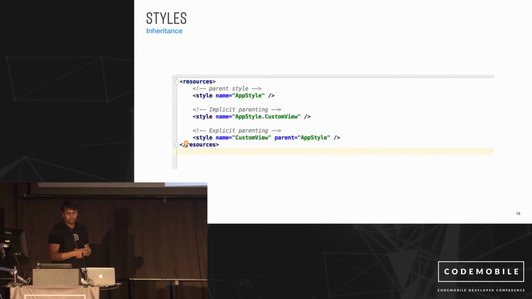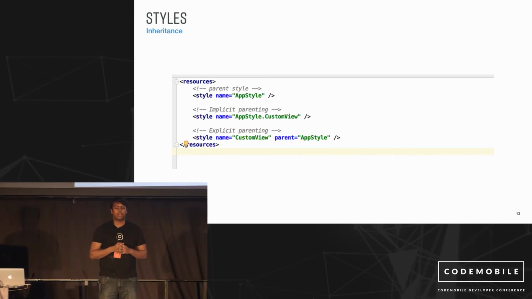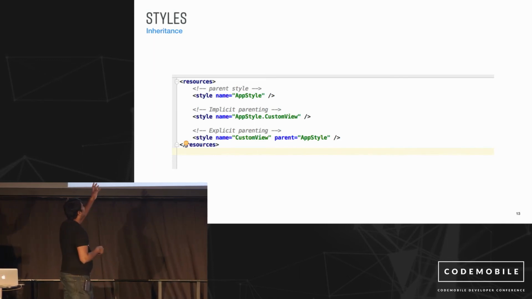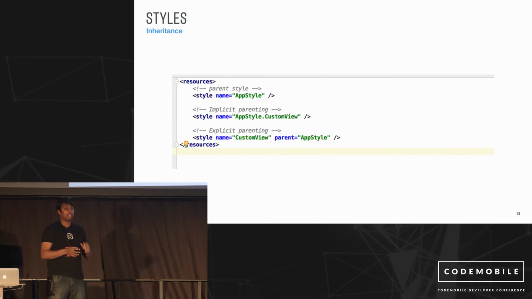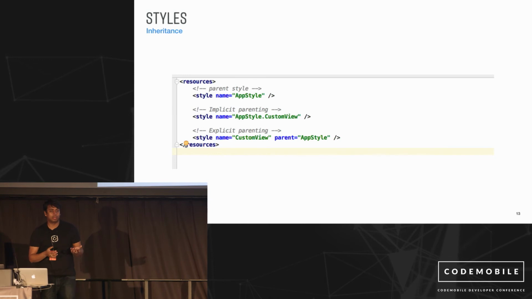So, different types of parenting. Here I have an example of an implicit parenting and an explicit parenting. There is this dot convention in styles in Android, which you can use to name something. My parent style here is app style. And when I define the next style, app style dot custom view, Android inherits the properties from the app style and also adds the additional properties which I have written in my custom view style. So there is an inheritance concept which happens here.